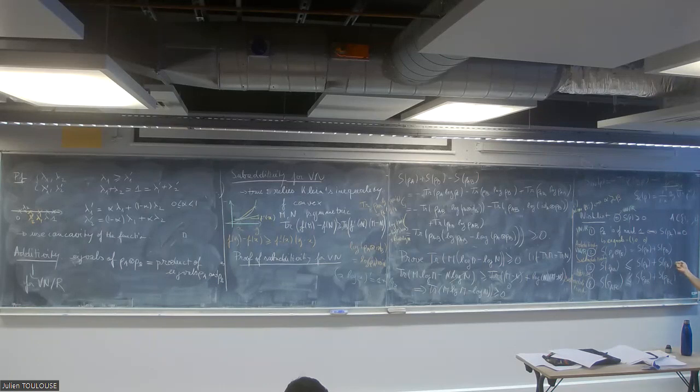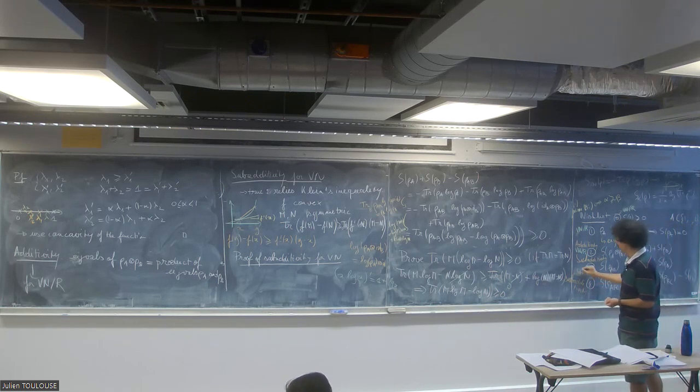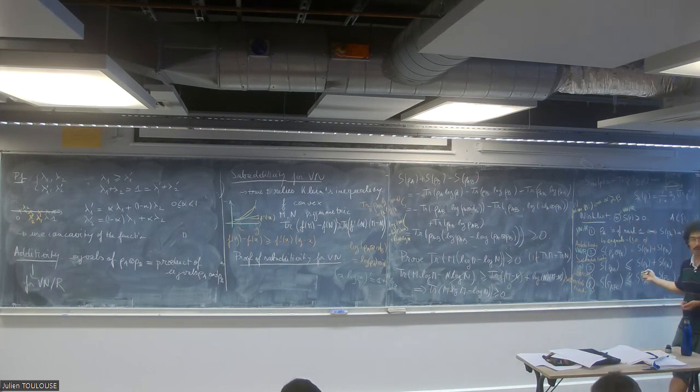So for the von Neumann entropy, subadditivity is true. By similar manipulations, you can show that strong subadditivity is true as well. So this holds for von Neumann for both. But for the Rényi entropy, it's not true. There are counterexamples. For Rényi entropy, you don't have subadditivity and you don't have strong subadditivity. That's for the next thing.